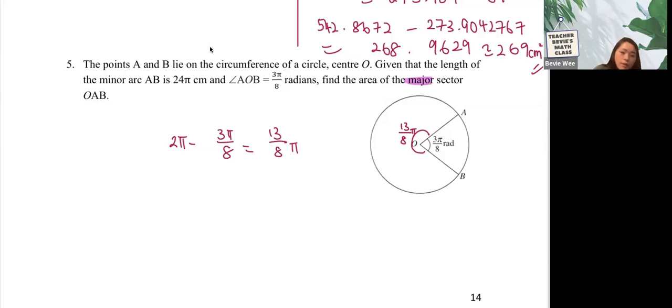Area formula, it's half R square theta, correct or not? So it's just half. We forgot to find the radius. Right or not? We missed out something. The minor arc is 24 pi. Okay, can everyone send me the radius first? I missed that out. Can everyone send me the radius first using your formula?